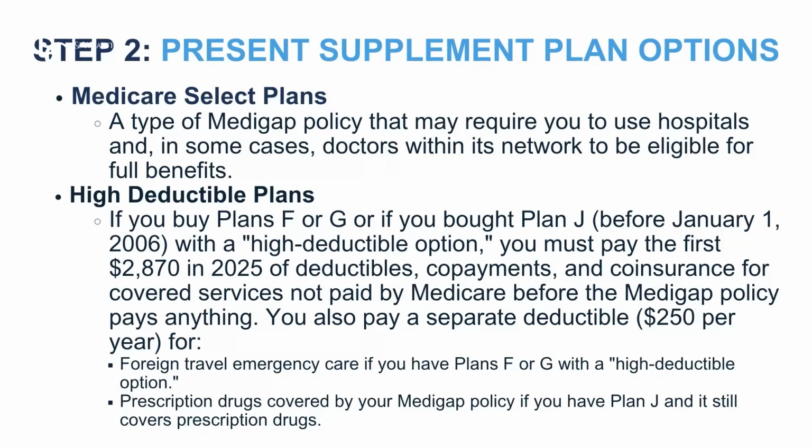So I'm doing this presentation in 2026. I know I still have the 2025 number here, but the whole gist of it is a high deductible Plan G, for example, will have you pay as the member a higher amount like this as the deductible, and then it becomes more of a traditional Plan G in terms of coverage.